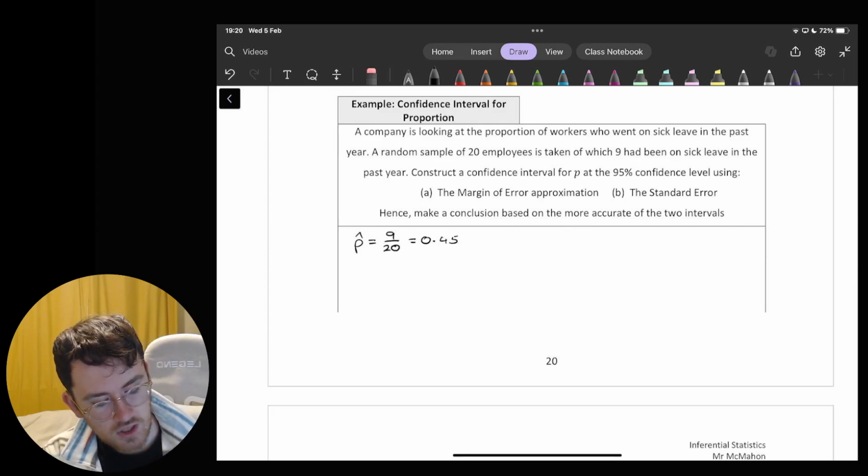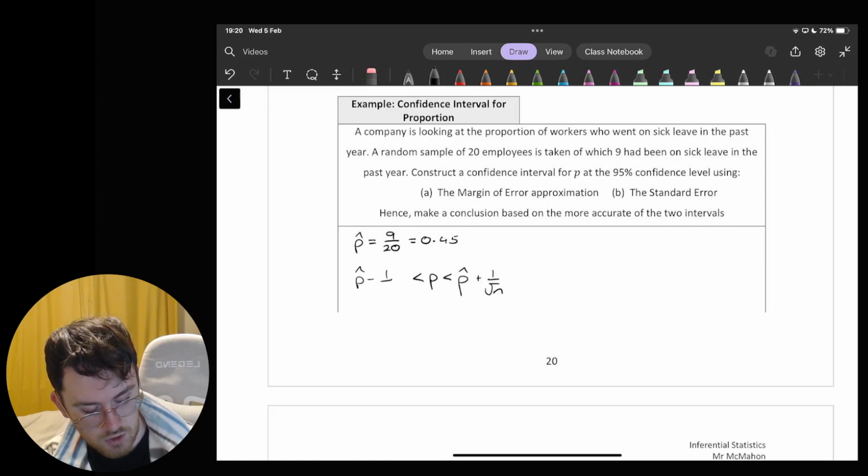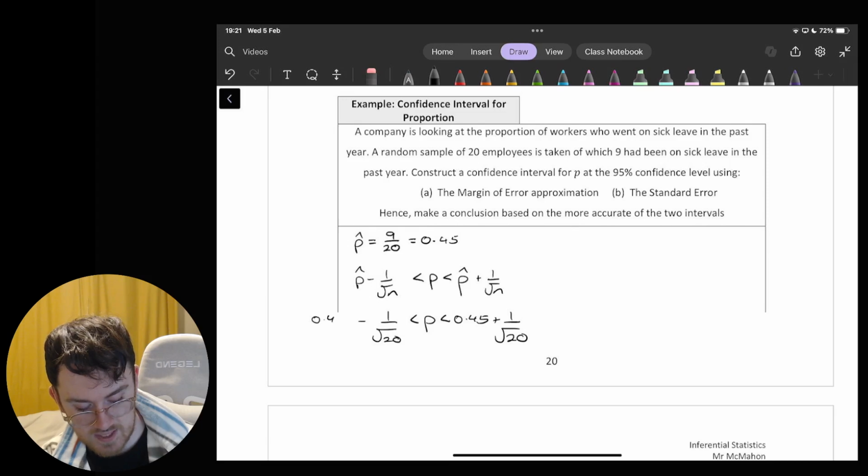We're asked to construct the confidence interval using two different margins of error. We're going to start by noting our formulas. Starting off, p hat plus 1 over root n, p hat minus 1 over root n. Let's note that the 1 over root n only works at the 95% confidence level, so I don't include the 1.96 there because I don't need to. It's defined at 95% confidence.